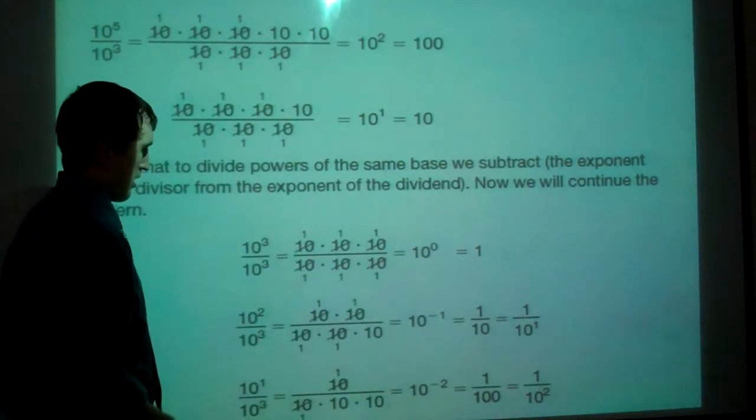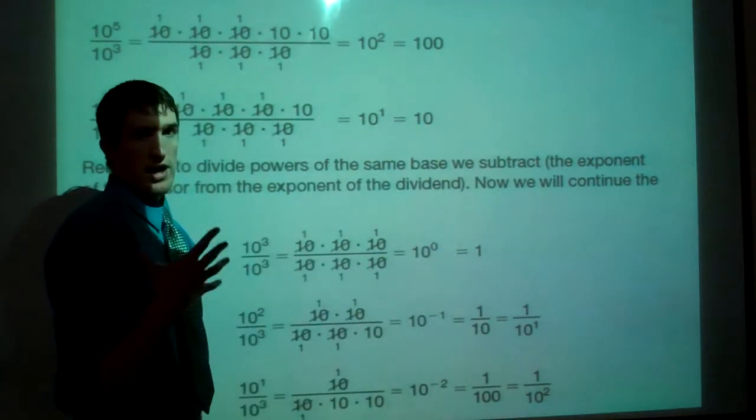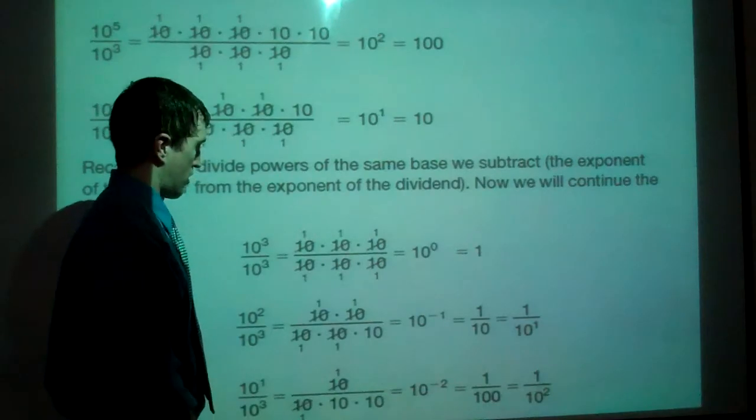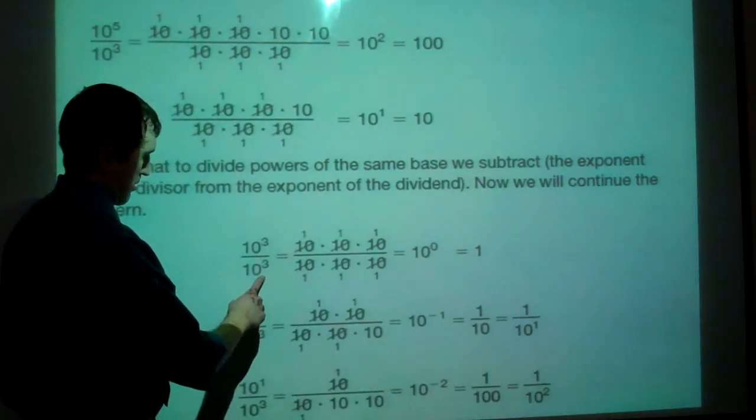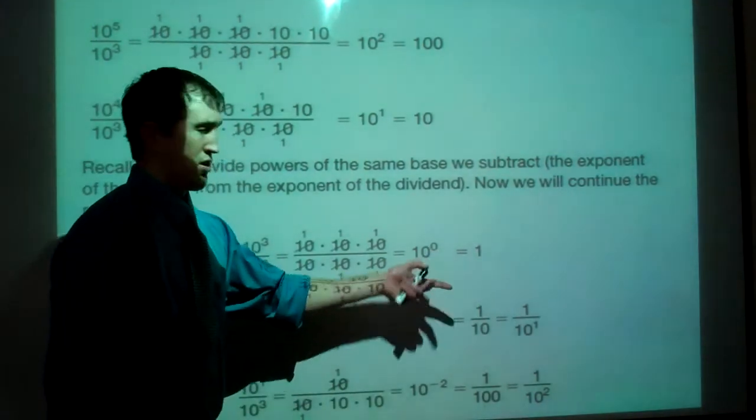And here's why 10 to the 0 equals 1. Or remember, anything to the 0 power equals 1. It's because it's the same amount over the same amount. When you subtract those exponents, you get 0 and you get 1.